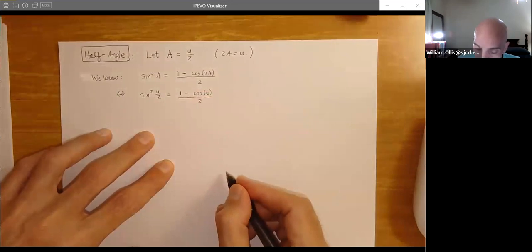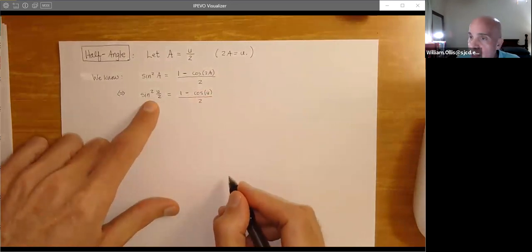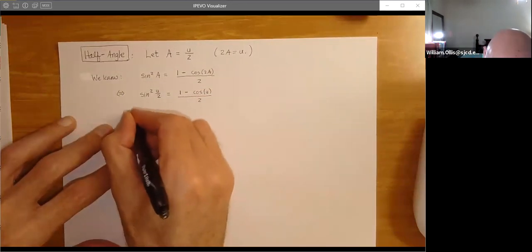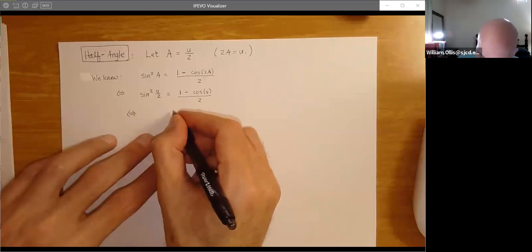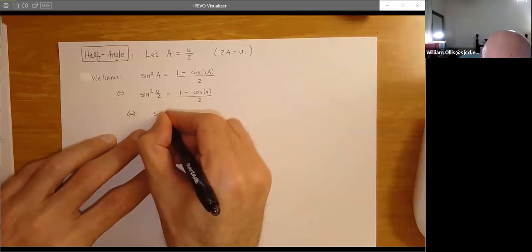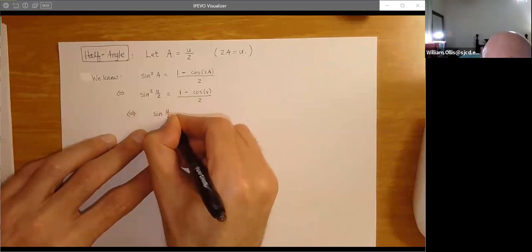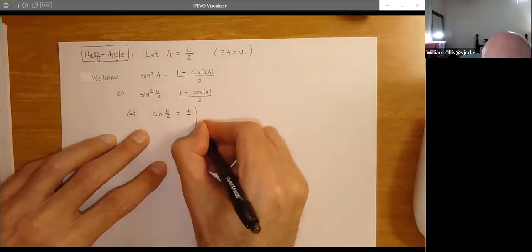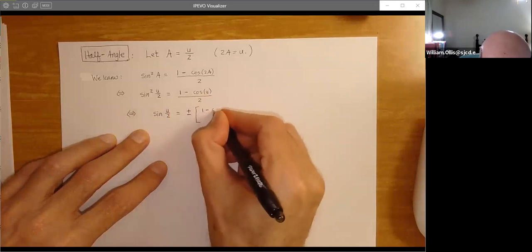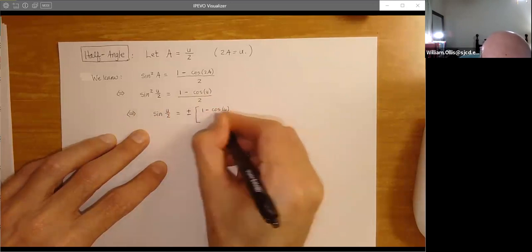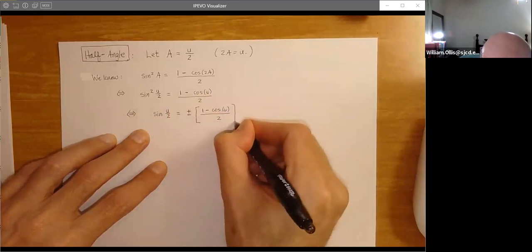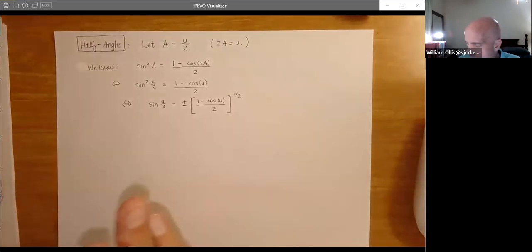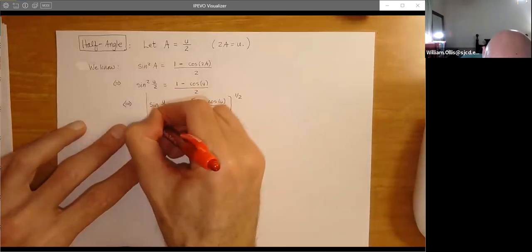You get that? So now we can solve for sine of the half angle by using the square root property. And you're thinking, oh, this is a lousy formula, plus or minus. We've got to figure out which sign to use. So sine of the half angle will be plus or minus the square root of (1 minus cosine u) divided by 2. So we put the 1/2 out here. This is not the best, but we'll do.